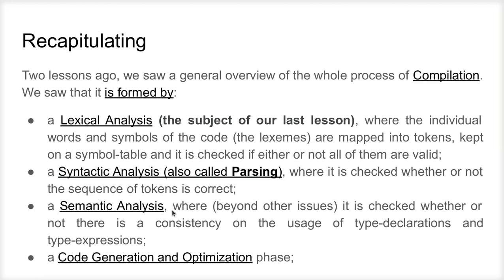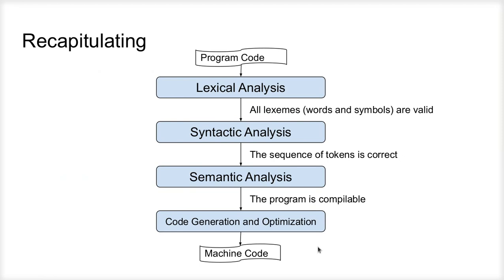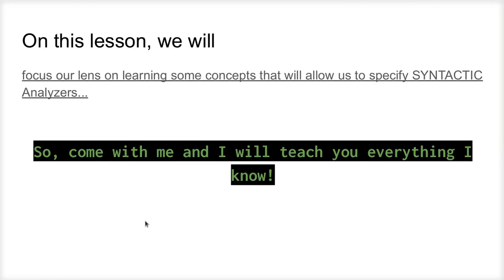A semantic analysis, where beyond other issues, it is checked whether or not there is a consistency in the usage of type declarations and type expressions, and at last a code generation and optimization phase. So this is the overall process we saw in the last 2 lessons. From the program code we have a sequence of steps to reach the machine code, that goes from lexical analysis, syntactic analysis, semantic analysis, and code generation and optimization.